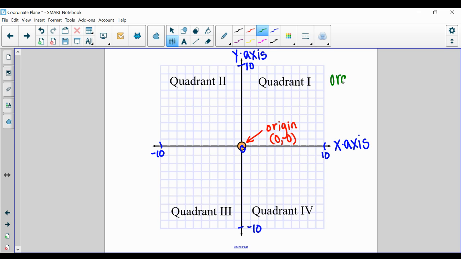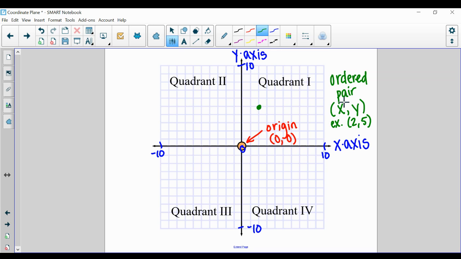Now I said the word ordered pair. An ordered pair is the way that we identify coordinates or points on our graph. And ordered pairs are always written as x comma y. That means that we always go along our x-axis before we go along the y-axis. So for example, if I wanted to graph the point 2 comma 5, that would mean I'm going to start at my origin, I'm going to go forward 2 points on my x-axis, and then I'm going to go up 5 points on my y-axis. So 1, 2, 3, 4, 5, and I would put a dot there as my example point.